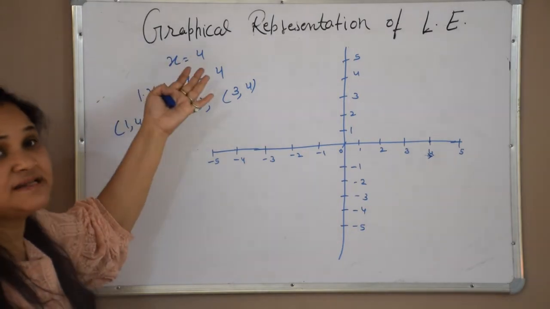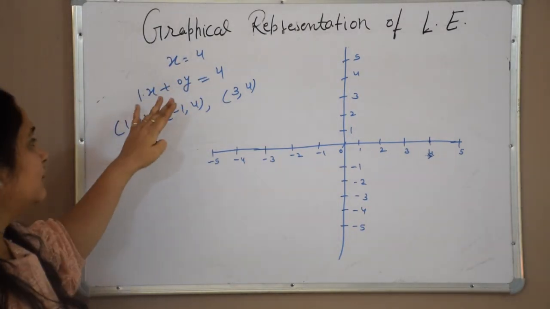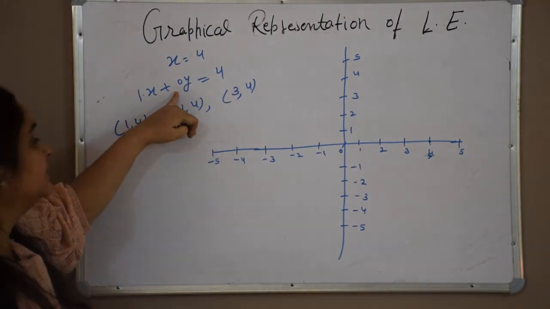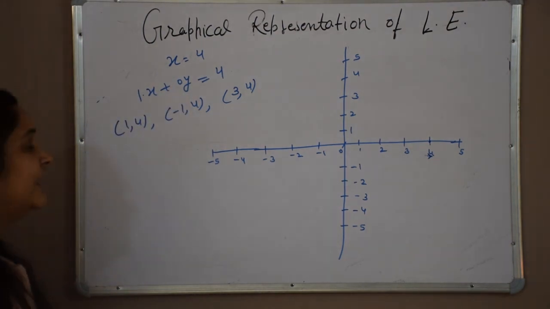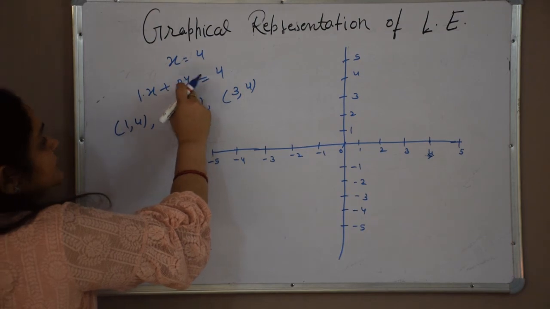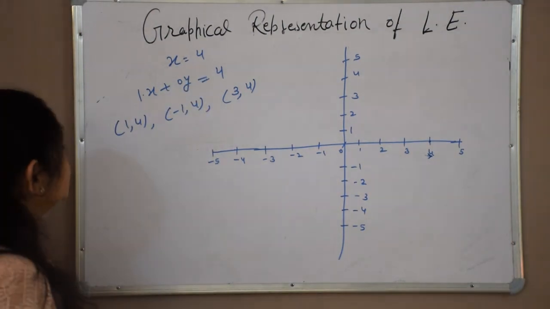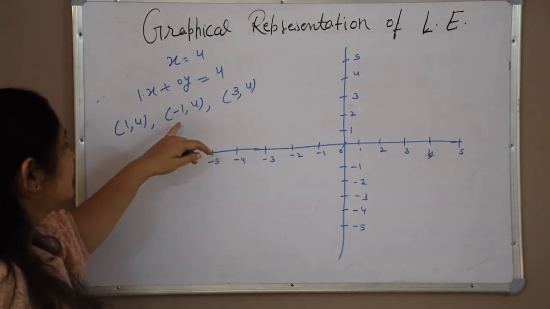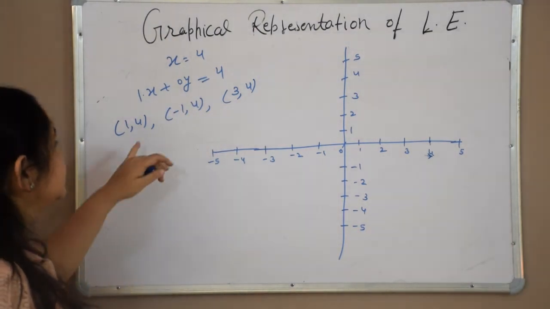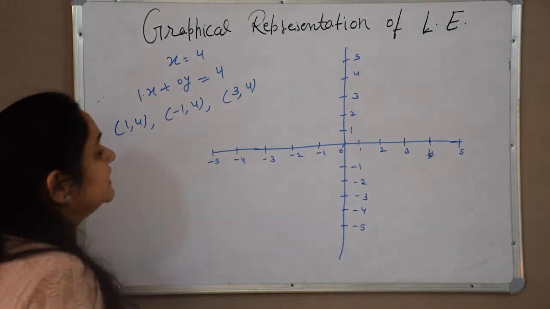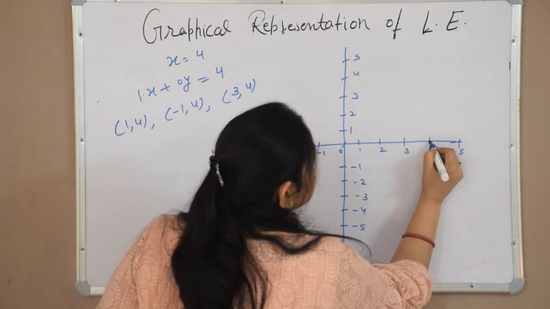So x is fixed here for every value of y, because y is here 0 into y. Whatever value of y we take, it will become 0 because it is multiplied with 0. So whatever values of y there will be, x is the same everywhere, and it is x is equal to 4.